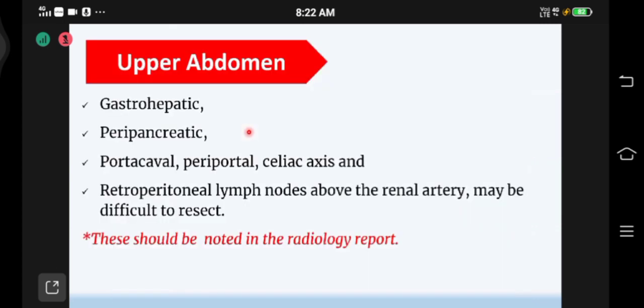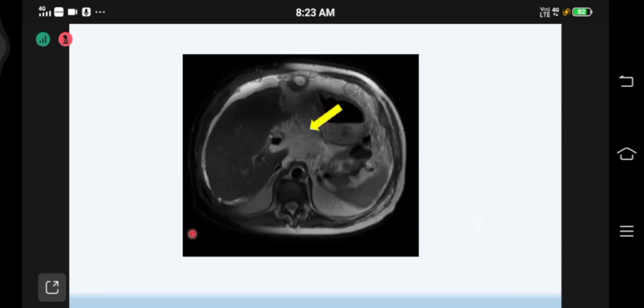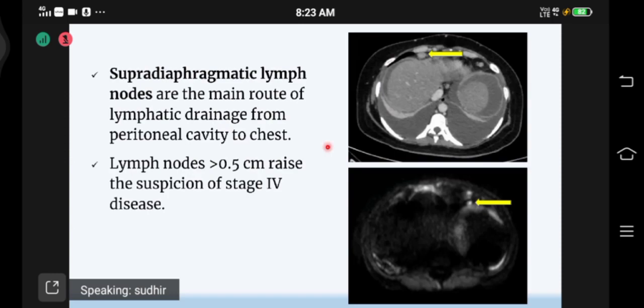Coming to the next entity, that is U part of it, that is upper abdomen. In the upper abdomen, it's very, very important for us to comment upon the involvement of the gastrohepatic ligament, peripancreatic areas, then the hepatoduodenal ligaments like portocaval, periportal, and celiac axis, and the presence of retroperitoneal lymph nodes above the renal arteries. These may be difficult to resect. Then you can see the deposits in the region of the hepatoduodenal ligament, portal vein, largely encasing this. All these are difficult to resect.